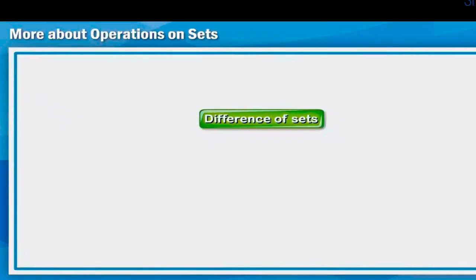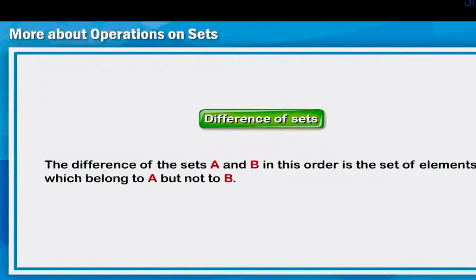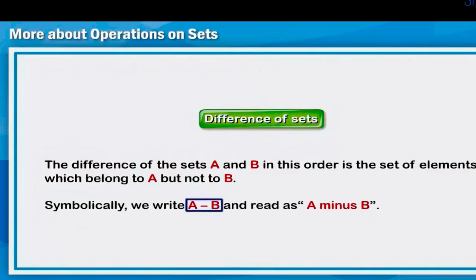The next operation on sets we will learn is the difference of sets. The difference of the sets A and B in this order is the set of elements which belong to A but not to B. Symbolically, we write A - B and read it as A minus B.